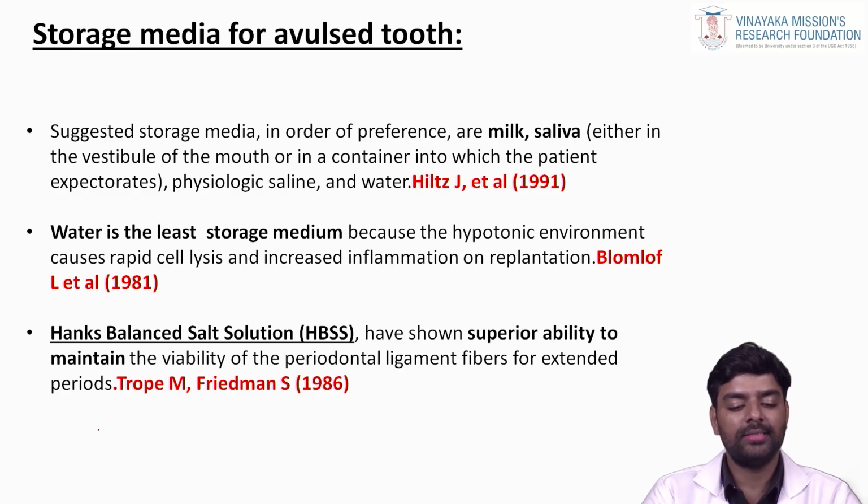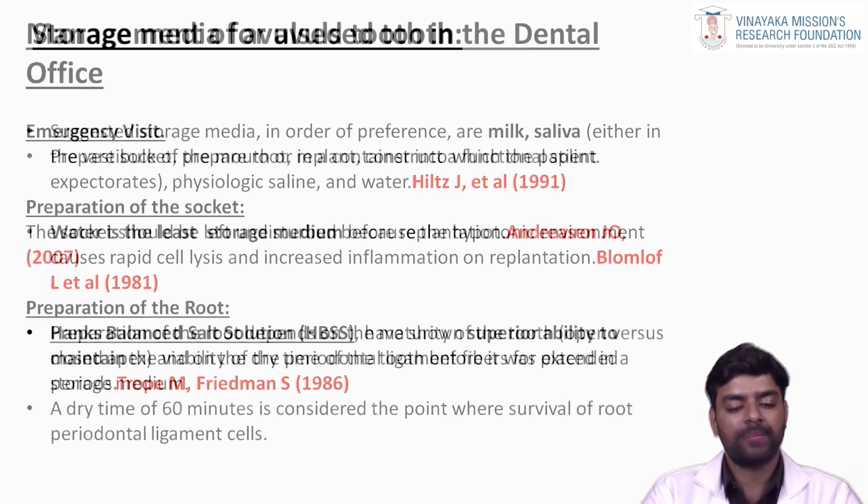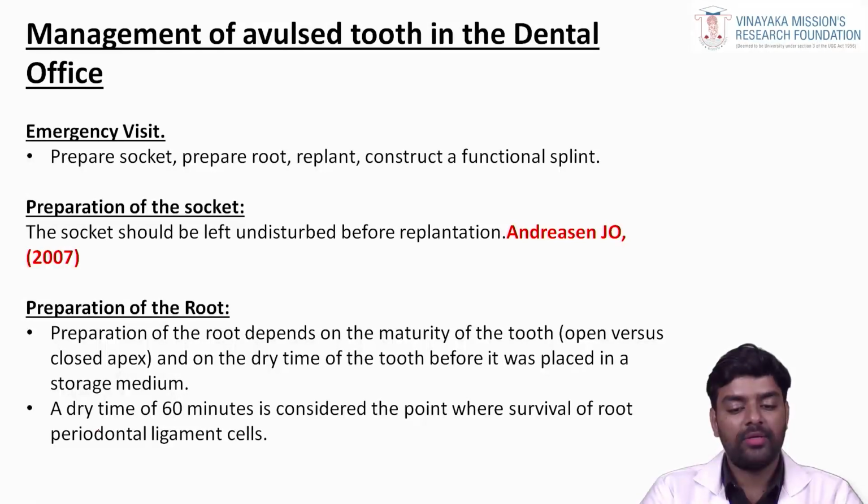Water is the least suitable storage medium because the hypotonic environment causes rapid cell lysis and increased inflammation on replantation. Mostly HBSS has been shown to have superior ability to maintain the vitality of the periodontal ligament fibers for extended periods. Then management of avulsed teeth in the dental office. First, emergency visit: prepare the socket, prepare the root, replant, construct a functional splint.